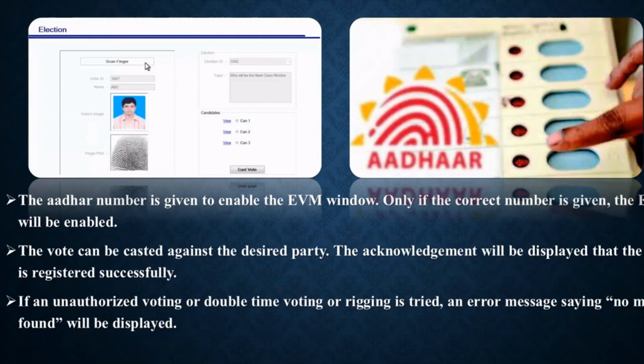The Aadhar number is given to enable the EVM window. Only if the correct number is given, the EVM will be enabled. The vote can be casted against a desired party by the voter. And finally, the acknowledgement will be displayed that the vote is registered successfully. By chance, if any unauthorized voting or double time voting or rigging is tried, an error message saying no match found will be displayed, by which the vote will not be considered and the vote will be cancelled.